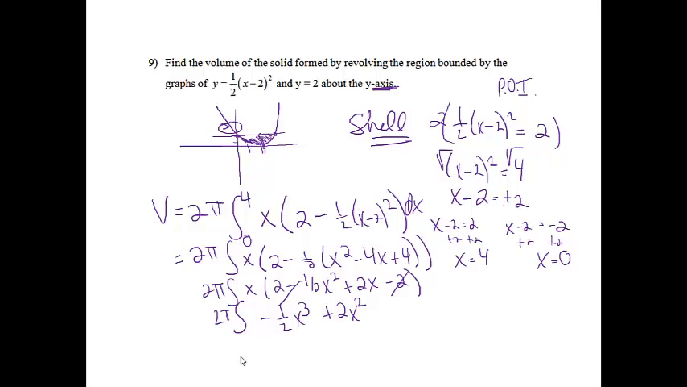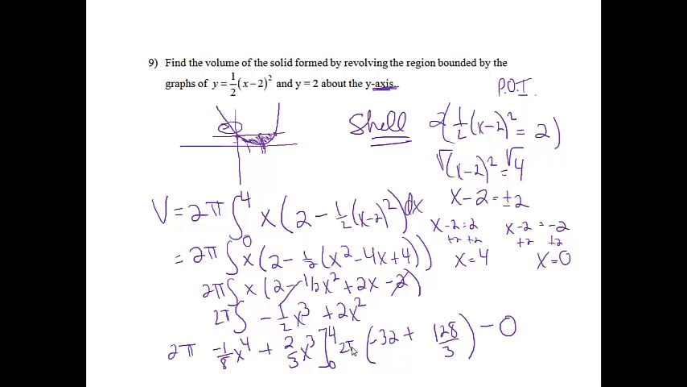Alrighty, now I am ready to take the integral. So if I take the integral, my 2 pi is just going to hang out there a minute. I'll get 1/4 x to the 4th, so negative 1/2 times 1/4 will be negative 1/8 x to the 4th, plus 2/3 x cubed. I get to evaluate it at 0 and 4. When I plug 4 in here, 4 to the 4th, and then divide it by 8, I will end up getting negative 32. And then plus, if I plug 4 in there, that would be 64. 64 times 2 is 128. And then minus, if I plug in 0, I will get 0.